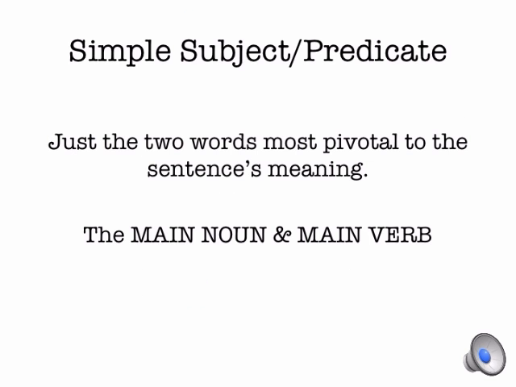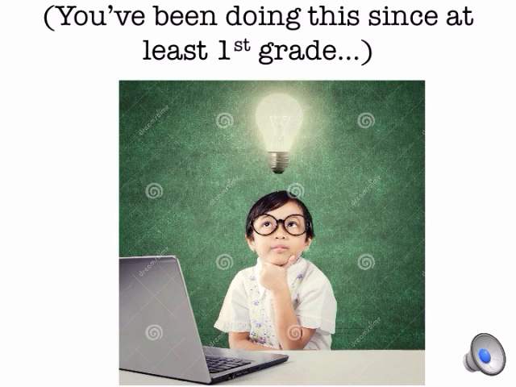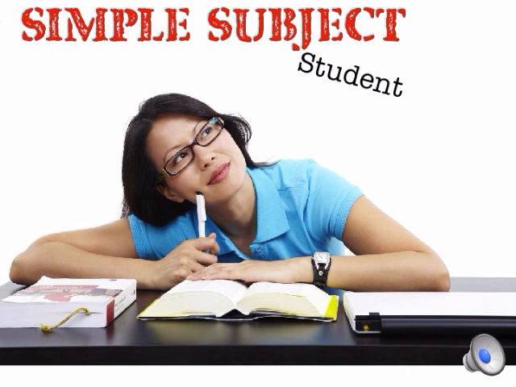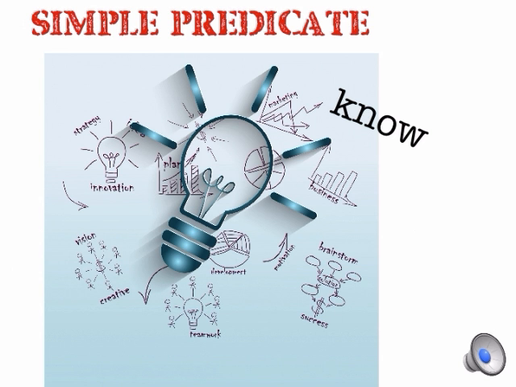Now, the simple subject and predicate are just the two words most pivotal to the sentence's meaning. They are the main noun and the main verb. And in case you're starting to get a little panic thinking about all these different phrases, take a minute to remember you've been doing this since at least first grade. The act of finding the main noun and the main verb in a sentence is not new for you. So again, just to review, in our sentence from earlier, the simple subject and the simple predicate would be student and know. Again, simple subject, student, simple predicate, know.